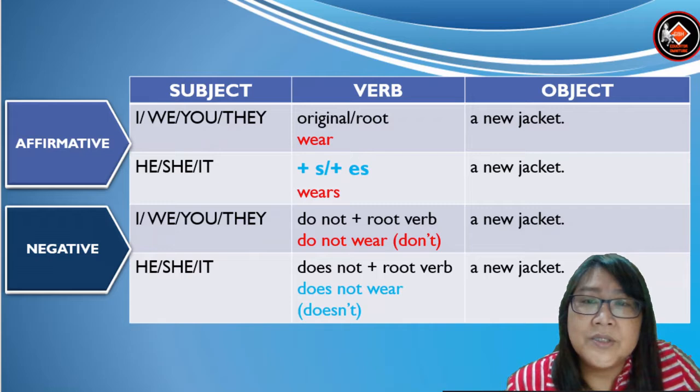For he, she, and it, you must use does not plus the root verb. Or you can say doesn't. So here we have does not wear. So he does not wear a new jacket. She does not wear a new jacket. It does not wear a new jacket.